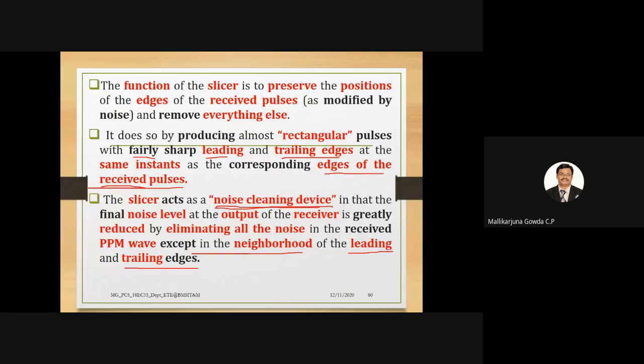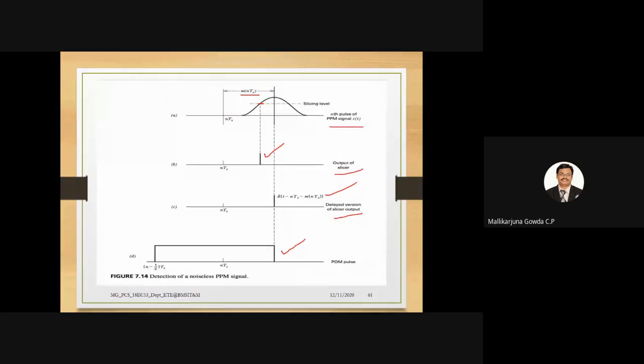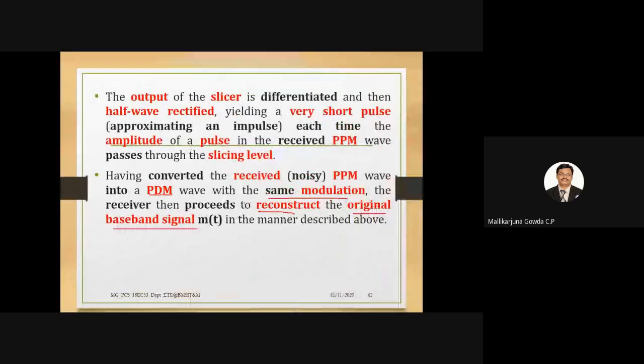So what I can say is the slicer will act as a noise cleaning device. Okay. So the final noise level at the output of the receiver has been reduced to a great extent by eliminating all the noise in the received PPM wave except the noise which is there in the neighborhood of the leading and trailing edges. Okay. So this is the pictorial representation of whatever I said about the slicer, the output of the slicer, and then how do I get that, right?